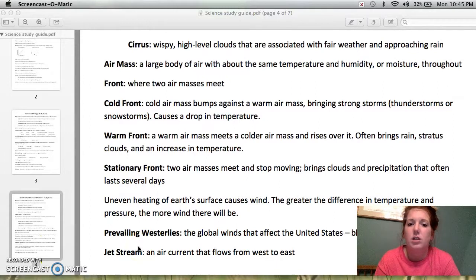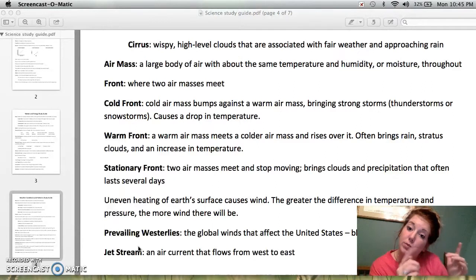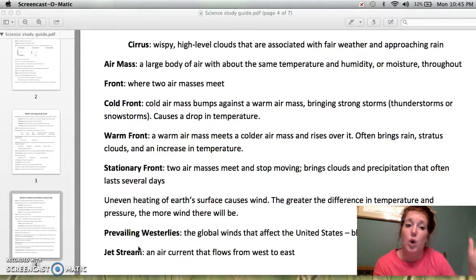Prevailing westerlies, the global winds that affect the United States. We talk about this in 5th grade science for weather because it's predicting our weather and we're in the United States. Wind is named from the direction it blows. So prevailing westerlies go from west to east. They are named from where they start to where they go. Westerlies start in the west and move to the east.